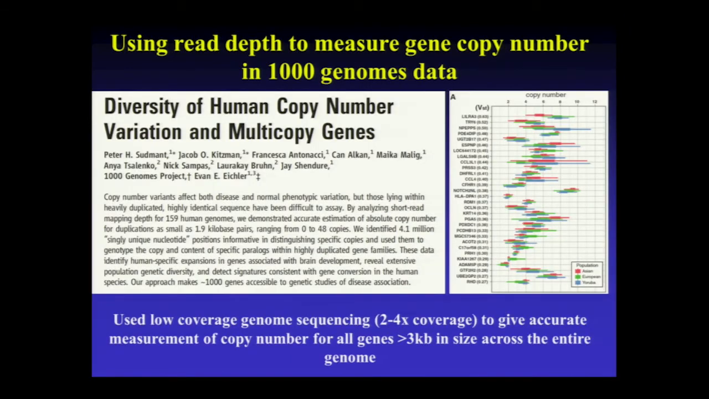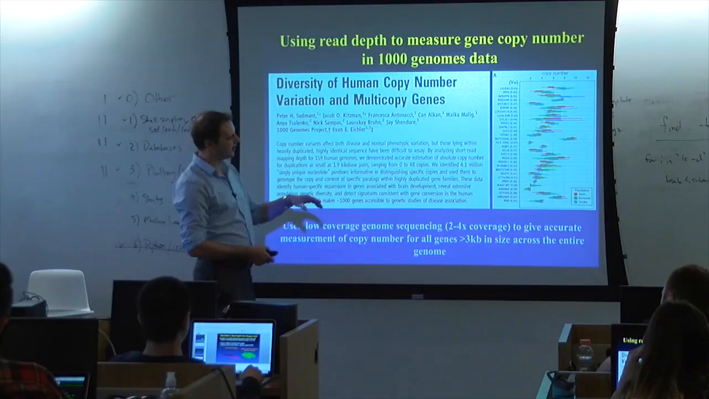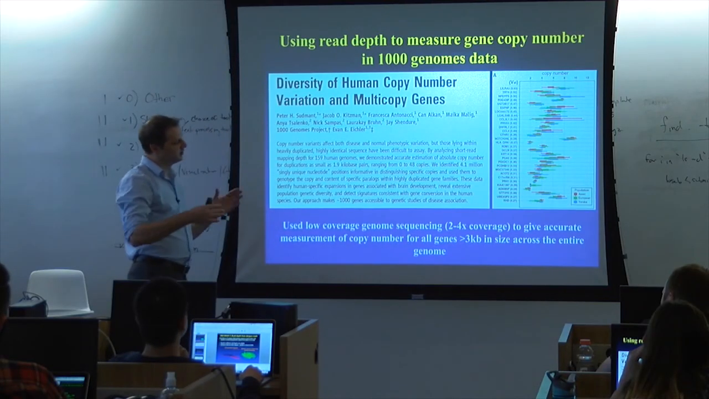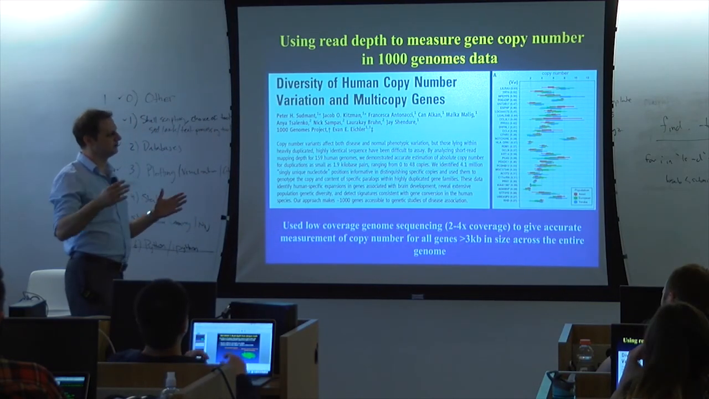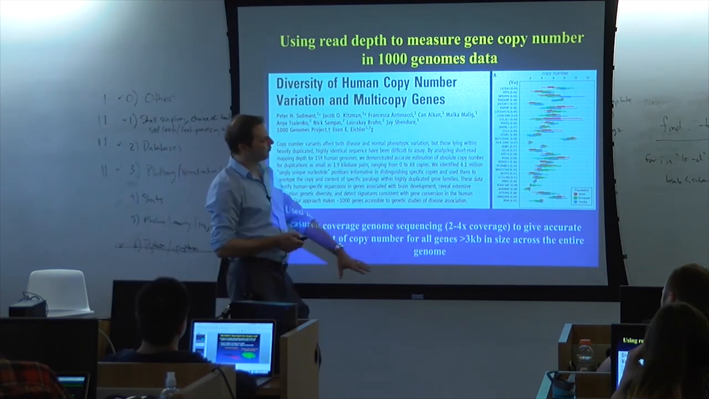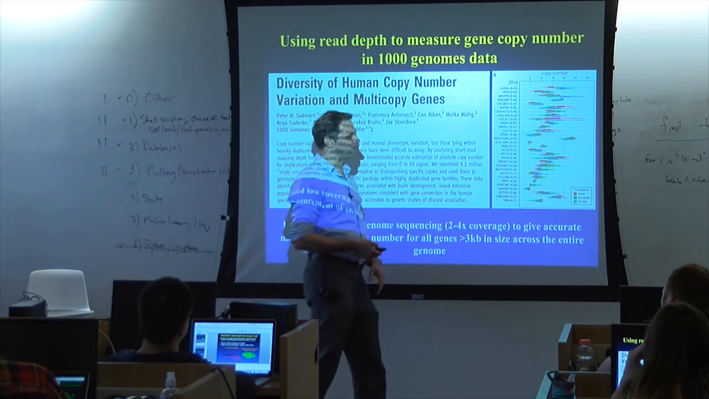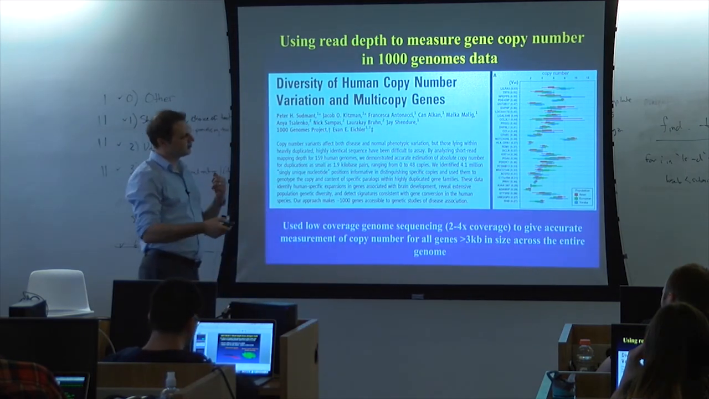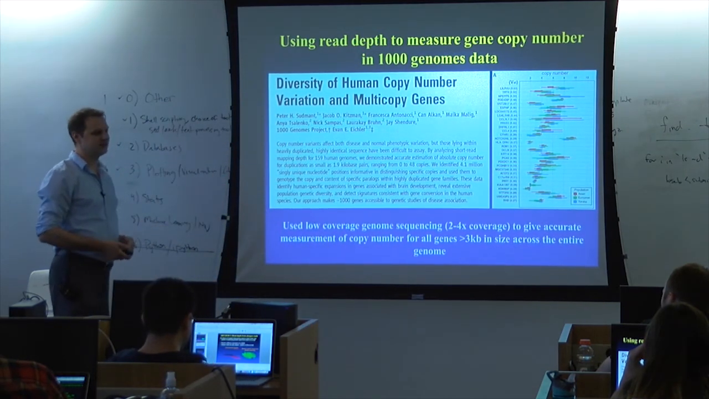This has been applied to study several hundred genomes now, and it turns out to be a very effective way of identifying places in our genome where there are genes that are present in multiple copies, many of which show signatures of selection between different populations. And in fact, a lot of the genes that you see have roles in immunity.